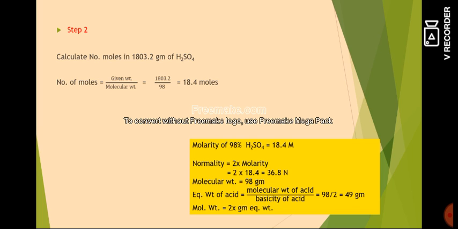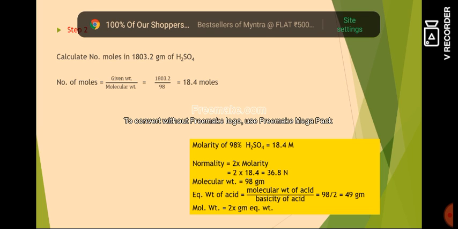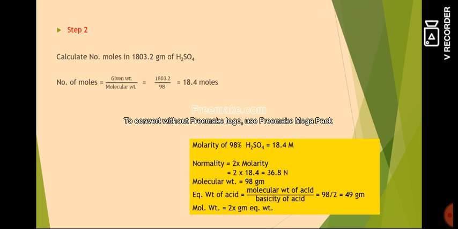Step 2. Calculate the number of moles in 1803.2 grams of sulfuric acid. As we know the formula, the number of moles is equal to given weight divided by molecular weight. That gives 18.4 moles. It means 1 liter of concentrated sulfuric acid having strength of 98% has a weight of 1803.2 grams and it has 18.4 moles. It means the molarity of 98% sulfuric acid is equal to 18.4 molar. It is equal to the number of moles present in 1 liter of solution, which is 18.4 molar.